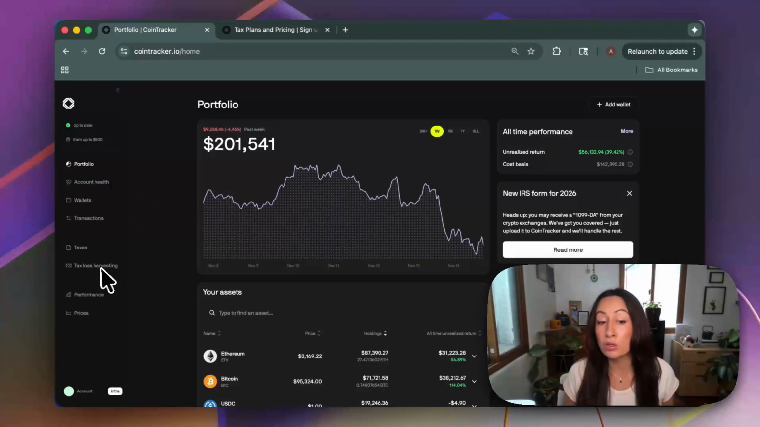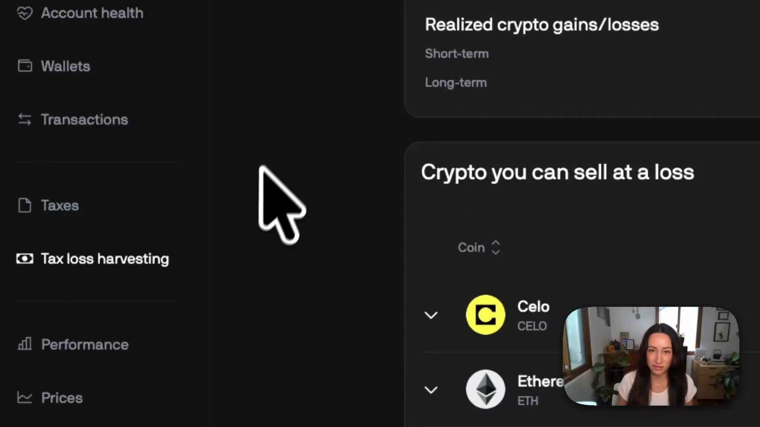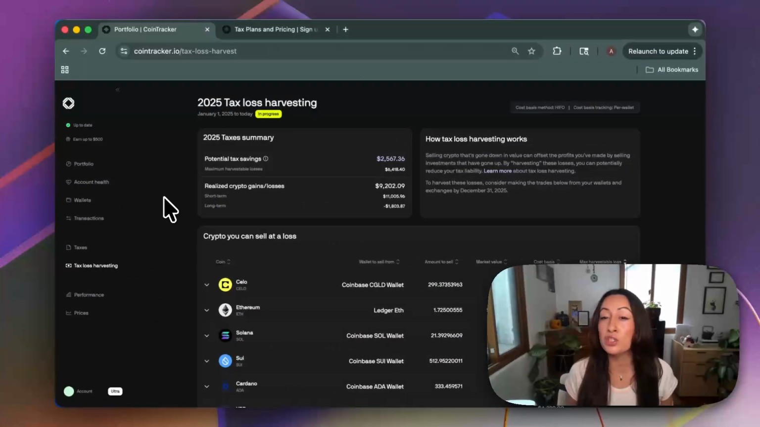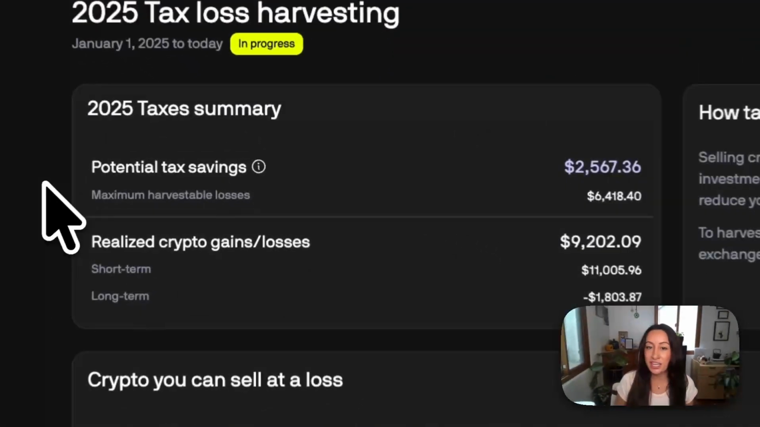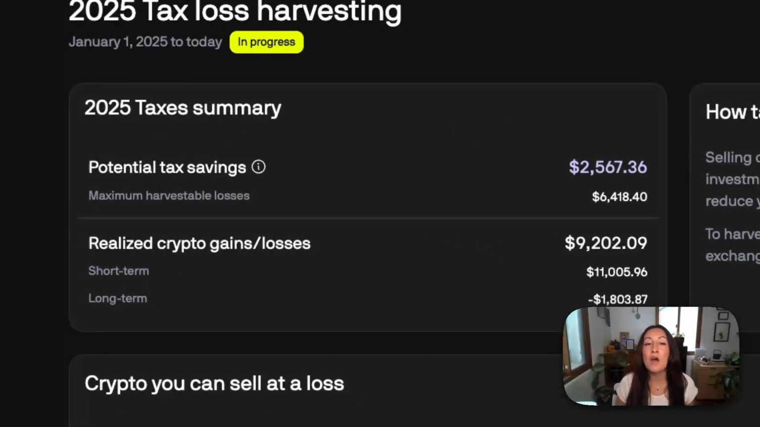In CoinTracker, go to the tax loss harvesting tab on the left. This page pulls in all your synced wallets and exchanges and gives you a complete picture. Now, let's look at these numbers at the top. Potential savings. This is an estimate of how much you could reduce your taxes if you harvested all available losses today. Below that, you see maximum harvestable losses. This is the total amount of losses you could realize across your entire portfolio.